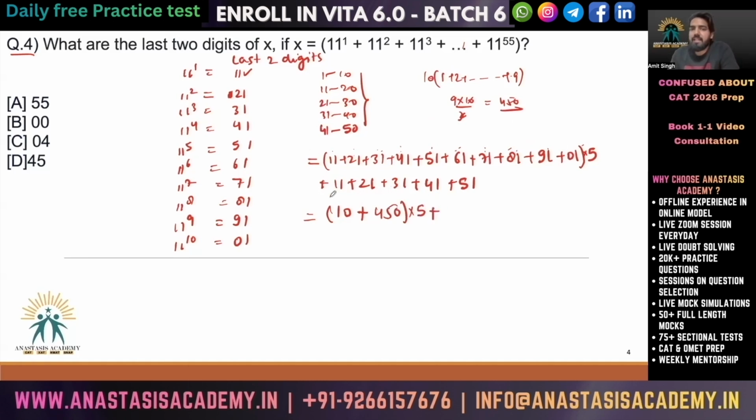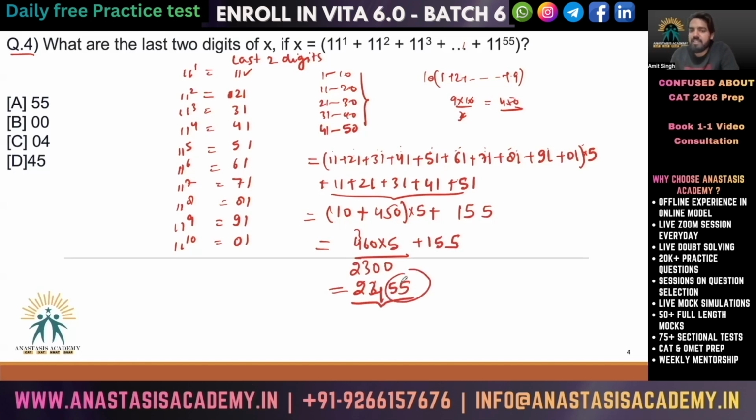Plus I need to add this sum also. So it would be 11, 21, 31, 41, and 51. 1 and 1 is 2, 5 and 4 is 9, 9 and 3 is 12, 12 and 2 is 14, and 1 is 15. Yes, 155. So it would be 460 into 5 plus 155. Right. So it is 00 with carry 3, and 23. So the last two digits would be 23. If I add this, I get 2455. Right. So the last two digits for this sum would be 55, or the correct answer has to be option A.